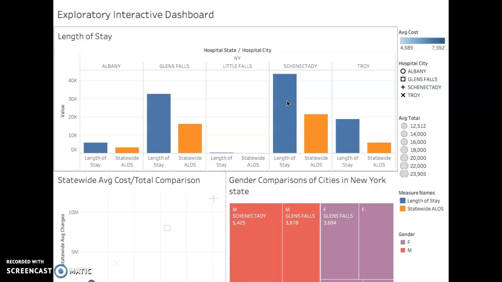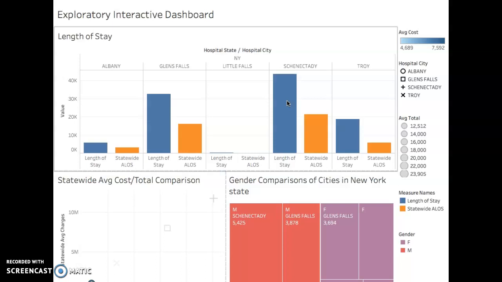3,694 being recorded. It is also determined that Schenectady had the largest length of stay compared to the statewide average, with a length of stay being 43,614 compared to the statewide average of 21,256. The lowest length of stay was that of Little Falls, with a length of stay being 261.